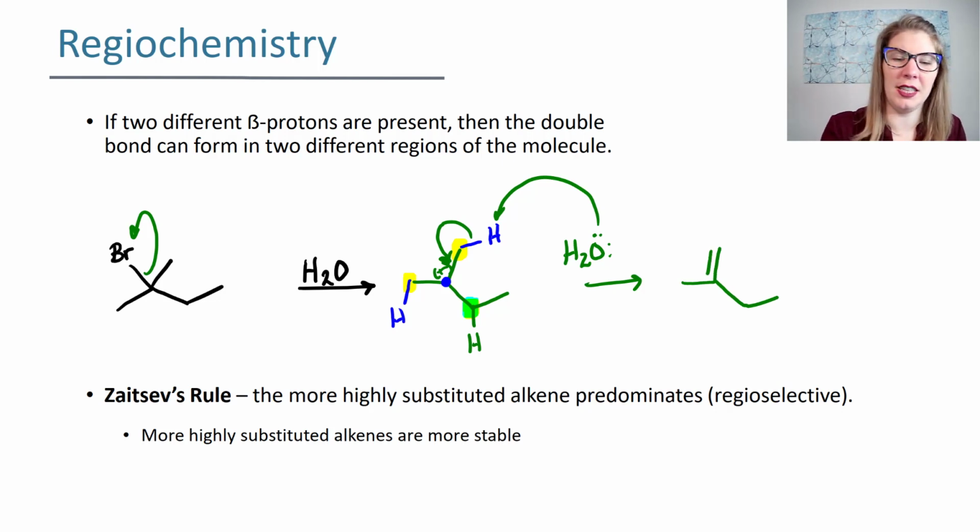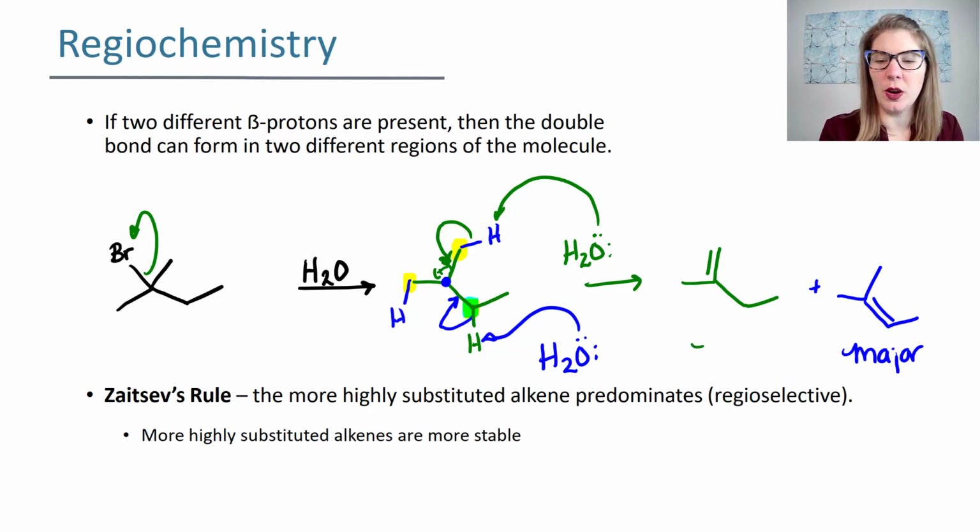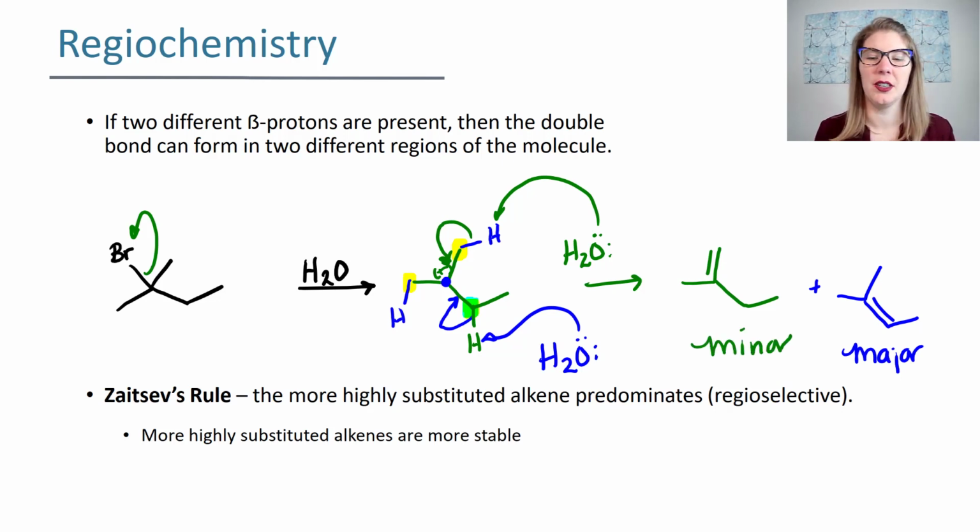Or, I'm going to draw this in a different color, you could have this proton get removed and get a product that looks like this. Zaitsev rule, which says the more highly substituted alkene predominates, means that this one is going to be your major product, and this one will be your minor product.